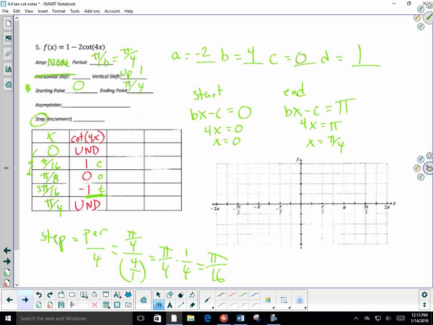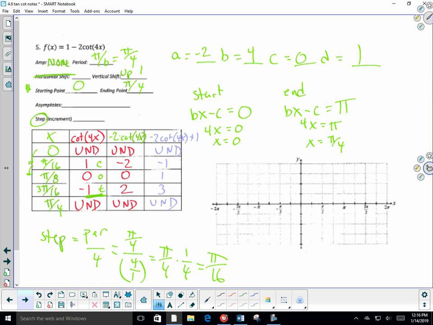All right? And so at this point, we're going to put in negative 2 times the cotangent of 4x. So I've got to multiply all of these by negative 2. So I'm going to have undefined, negative 2, 0, positive 2, undefined. I multiplied all of my second column by negative 2. Last step is to add 1, right? Because 1 minus 2 cotangent 4x is the same as negative 2 cotangent 4x plus 1. So I want negative 2 cotangent 4x plus 1. Add 1 to all of these, and I get undefined, negative 1, 1, 3, undefined. Does that look okay? I hope.